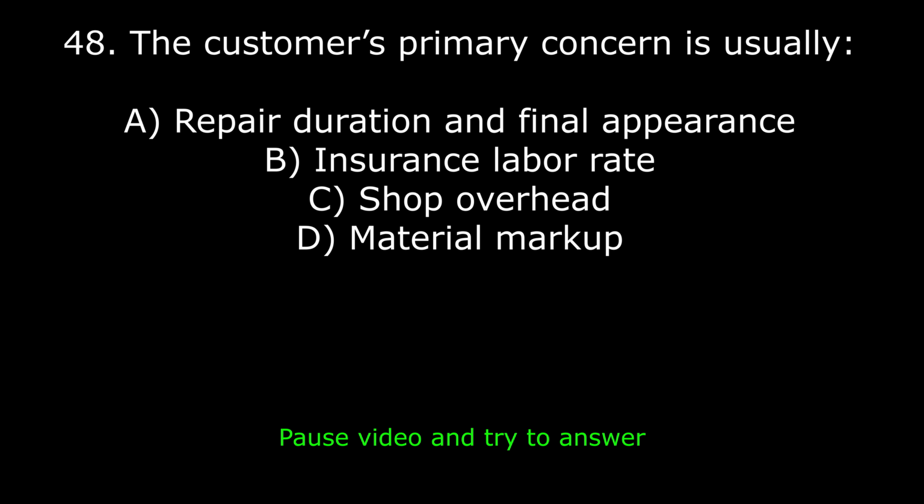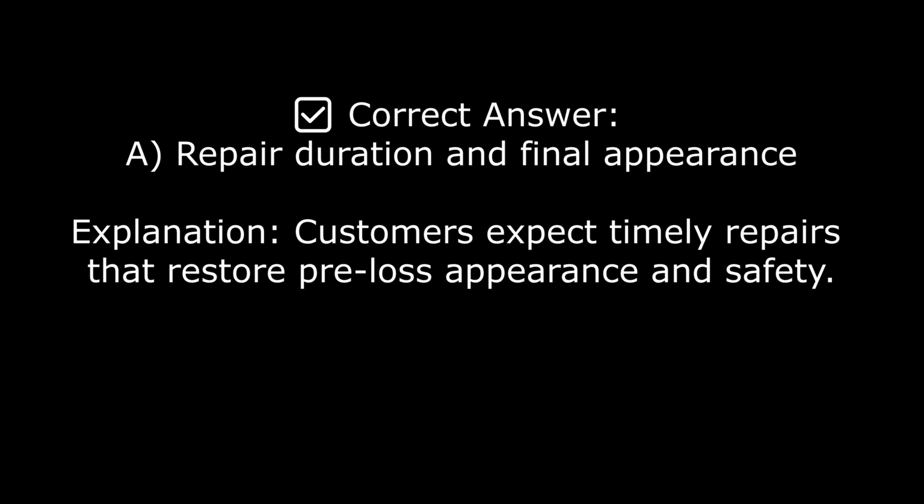48. The customer's primary concern is usually A. Repair duration and final appearance, B. Insurance labor rate, C. Shop overhead, D. Material markup. Correct answer A. Repair duration and final appearance. Explanation. Customers expect timely repairs that restore pre-loss appearance and safety.